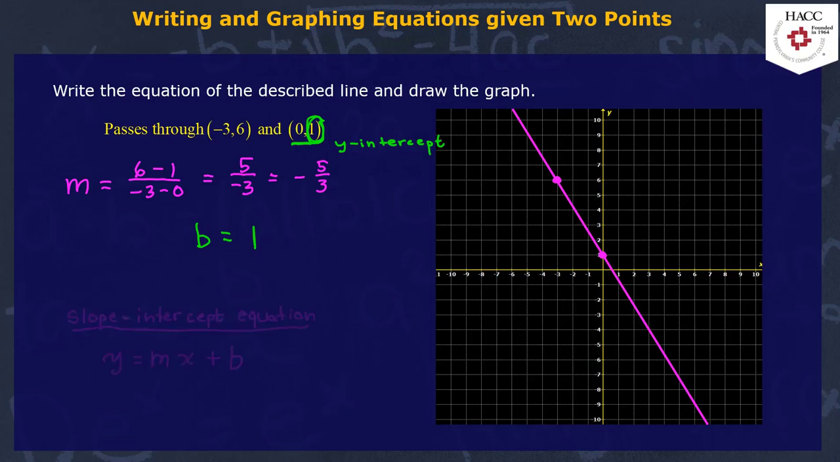So I have the two parts I need to write this in slope-intercept form. Slope-intercept form is written y equals mx plus b. So all I have to do is replace the m and the b with their parts, and I end up with the equation y equals -5/3 x plus 1. On to the next example.